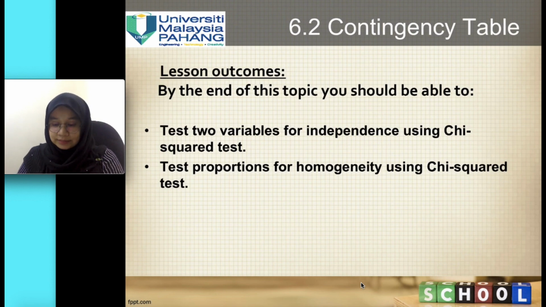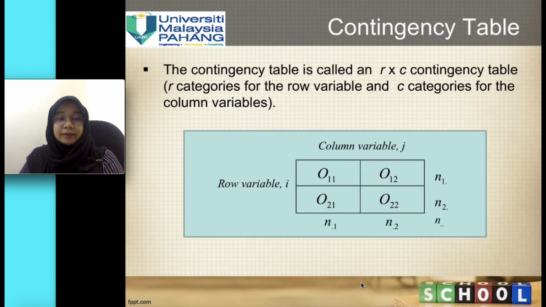The contingency table is called a row times column contingency table. So that means you have to know what is row and what is column. Row is baris, the horizontal part, and the column is lajur, the vertical one. Right? So row is the baris, column is the lajur. So row is this one, column is like this. Okay, the contingency table is the row times column table.